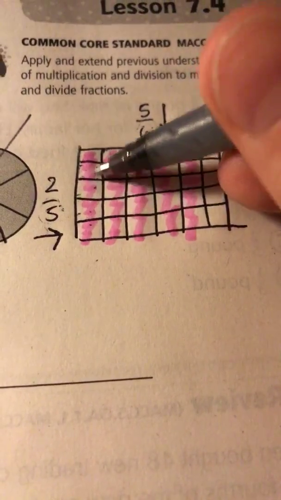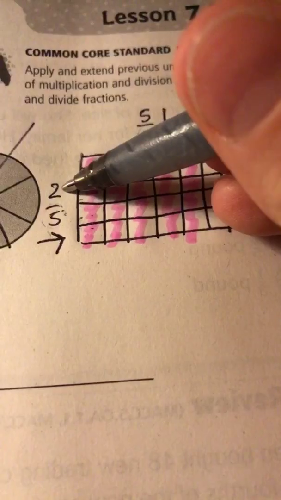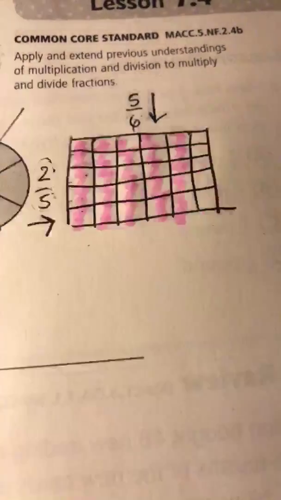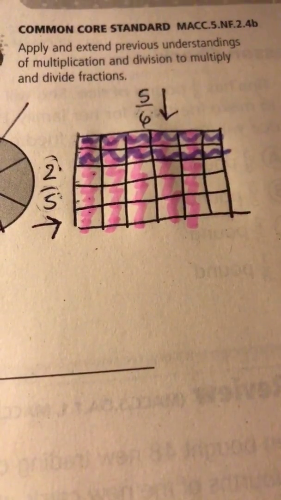1, 2, 3, 4, 5. So I've divided it into fifths. And now, again, I'm going to shade in this many fifths. So 2/5. And again, this one is going to be going horizontally. So there's 1/5, and there is 2/5.